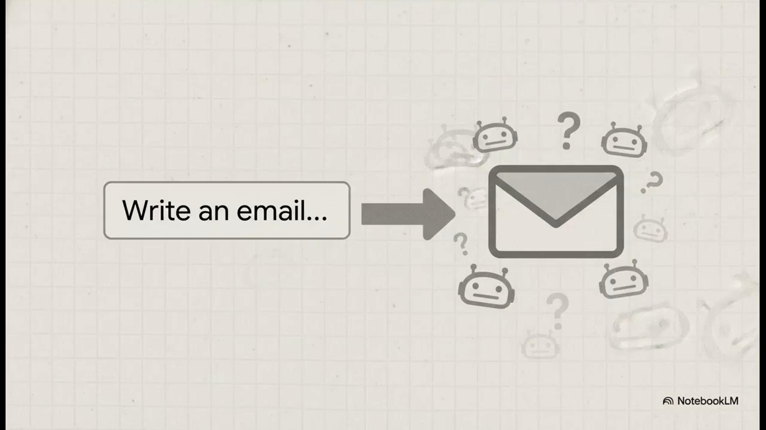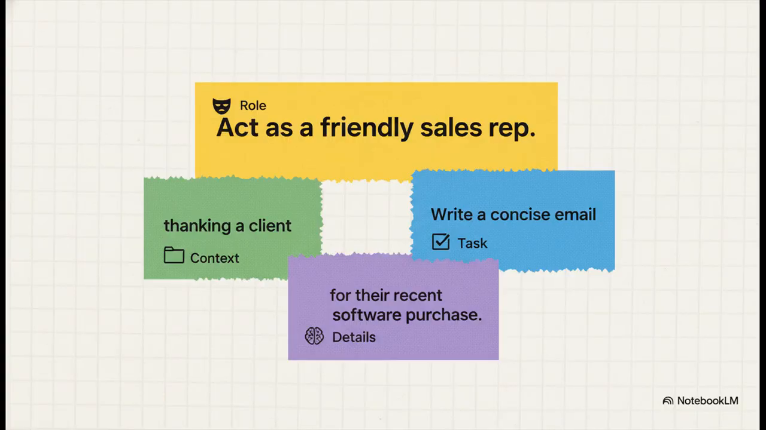So here's a typical kind of lazy prompt. We've all written something just like this. And what do you get back? A super boring, generic email that sounds like it was written by a robot, which, of course, it was. But now, watch what happens when we apply our 4-part formula.